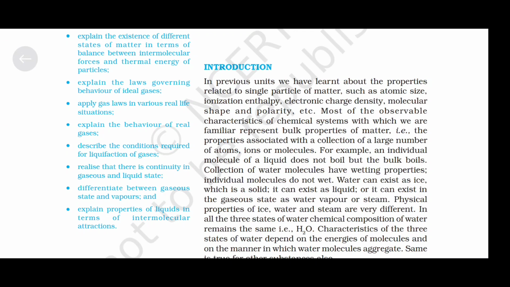For example, an individual molecule of a liquid does not boil, but the bulk boils. A collection of water molecules has wetting properties; individual molecules do not wet. Water can exist as ice, which is a solid. It can exist as a liquid, or it can exist in the gaseous state as water vapor or steam. Physical properties of ice, water, and steam are very different. In all three states of water, the chemical composition remains the same, that is H2O.